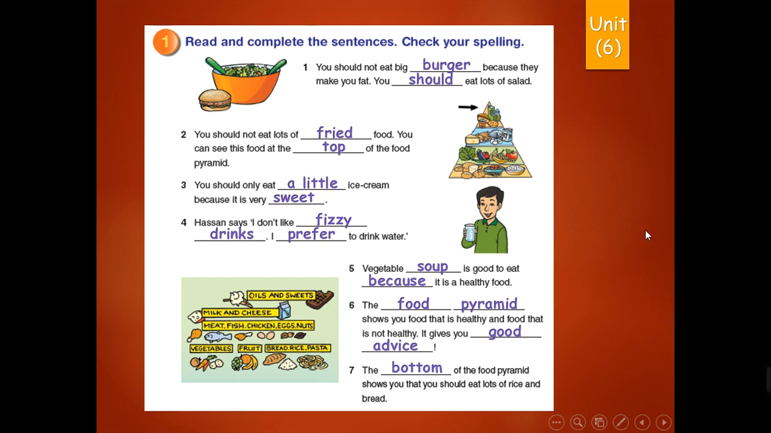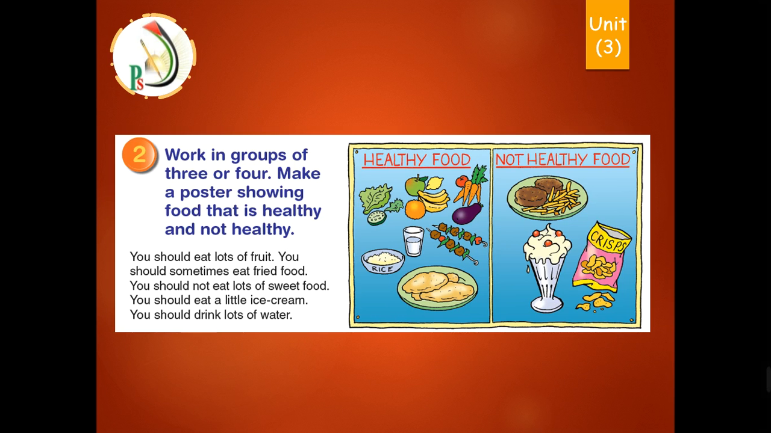Hope you answer all questions correctly. And with the last activity, work in groups of 3 or 4 in the class or at home. Make a poster showing food that is healthy and not healthy. You should eat lots of fruit. You should sometimes eat fried food. You shouldn't eat lots of sweet food. You should eat a little ice cream and you should drink lots of water.